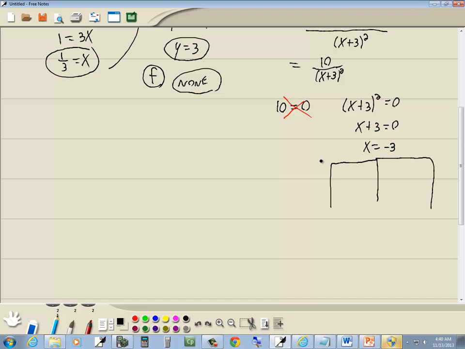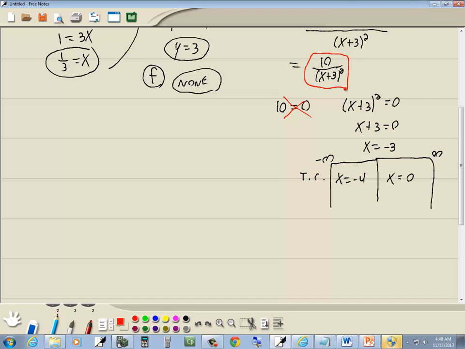We want to build a table of intervals. Over here is negative infinity. Over here is positive infinity. We want to choose test cases. I want to choose something between negative infinity and negative 3, like negative 4. I want to choose something between negative 3 and positive infinity, like 0. Now we want to plug those into our derivative and determine our sign.